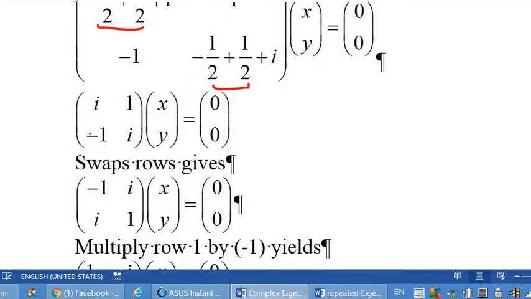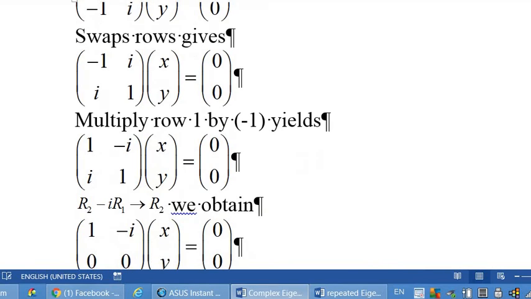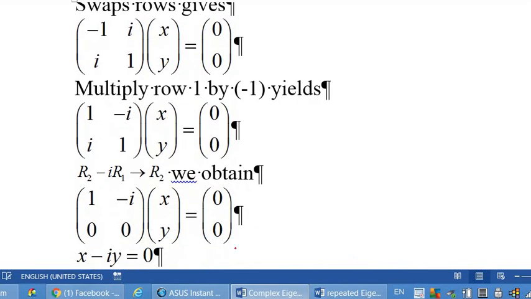Again, if we swap rows, so row 1 becomes negative 1, i. Second row is i, 1. And then we multiply the first row by negative 1. It's actually our purpose to get row 1, column 1 to become 1, a unit. And then using a suitable row operation, we are going to eliminate row 2, column 1 to become 0.